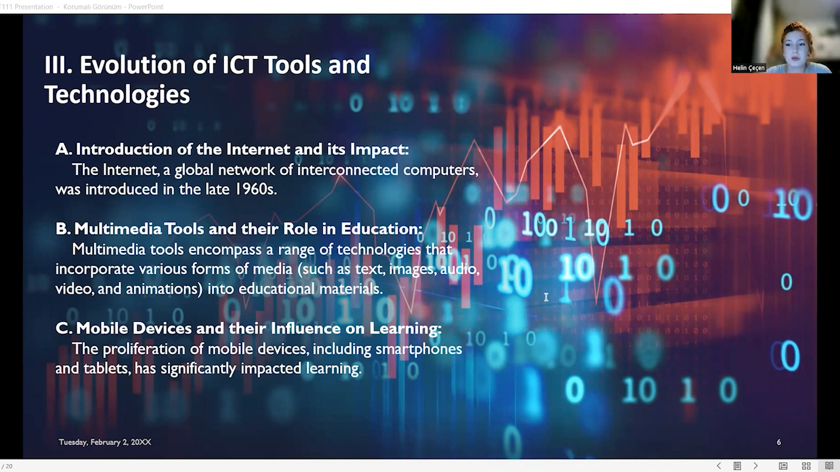Multimedia tools and their role in education: enhanced learning experiences, improved retention and comprehension, creativity and expression, accessibility and inclusivity. Mobile devices and their influence on learning: access to information anywhere, anytime, personalized learning, collaborative learning, flexibility and convenience, digital skills development.